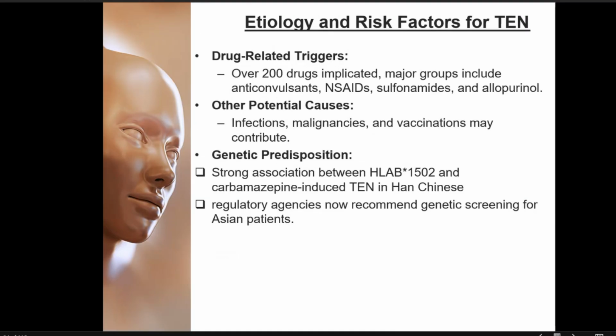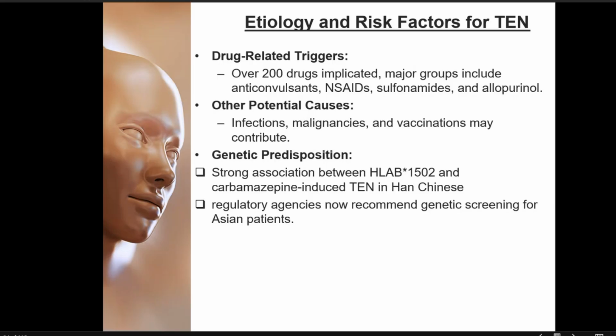Etiology of TEN. Over 200 drugs are implicated; major groups include anticonvulsants, non-steroidal anti-inflammatory drugs, sulfonamides, and allopurinol. These are the main drugs responsible for TEN. Other potential causes like infection, malignancy, and vaccination may also contribute to TEN.